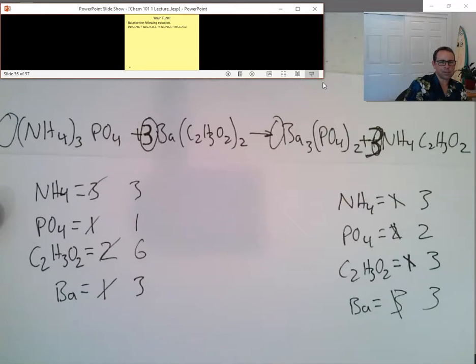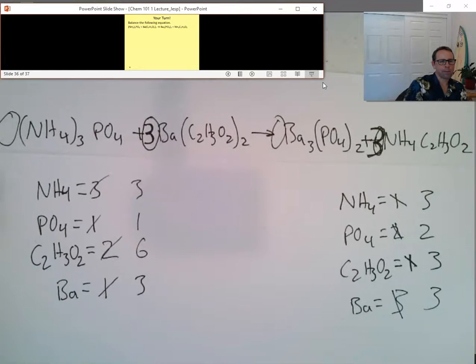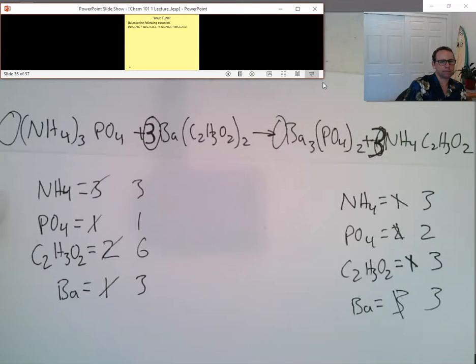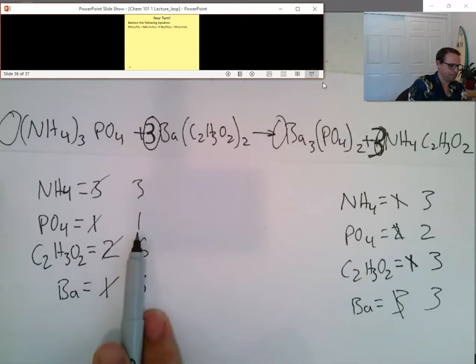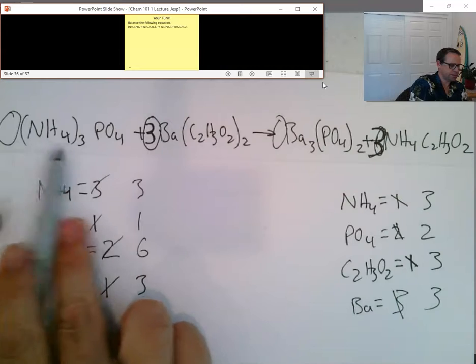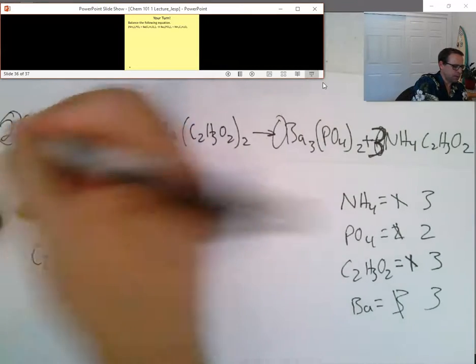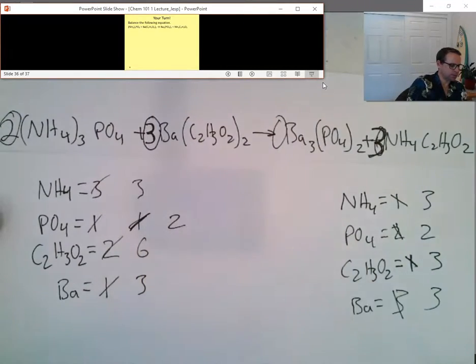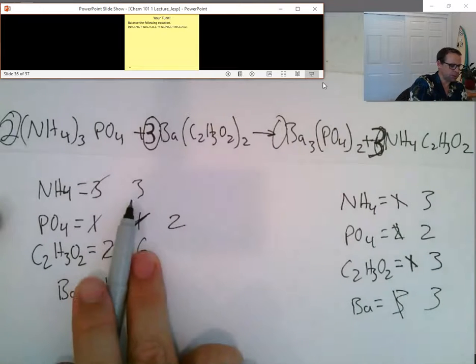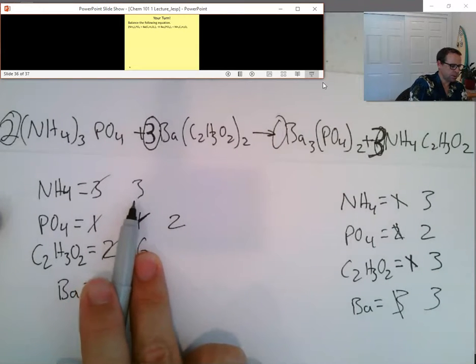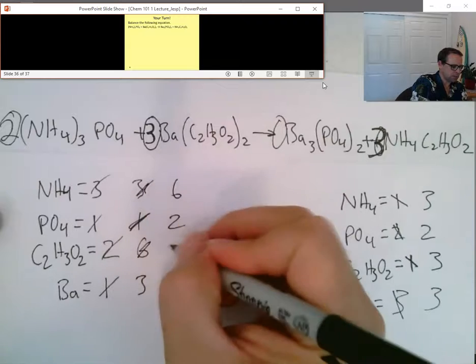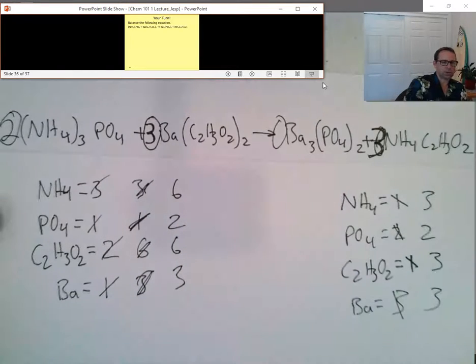Now what can we do? We could put a 2 in front of the NH4 on this side. Yeah. All right. 2. That'll make this 2, right? And what will it do to this? That makes that 6. Okay, so now we have 6, 2, 6, 3. Okay, good.